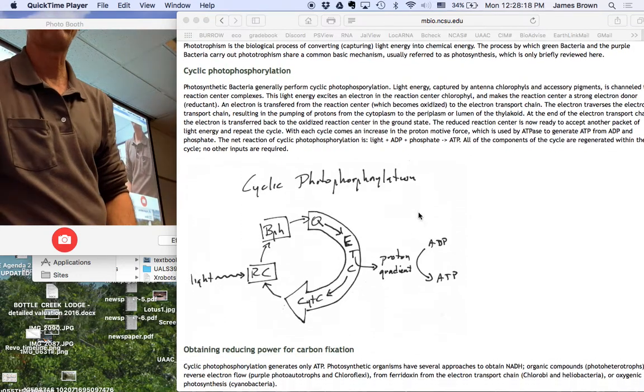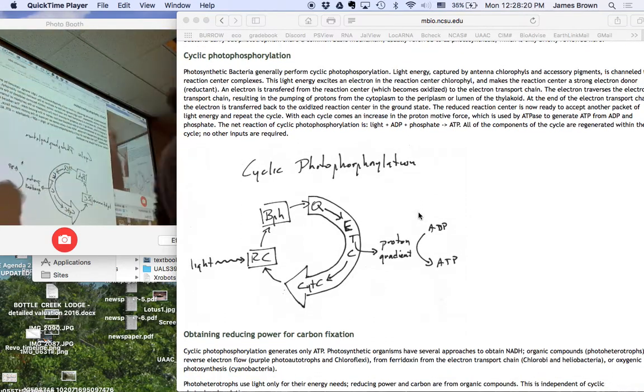Let's talk a little bit about photosynthesis. Since we've talked about photosystem 1 and photosystem 2, what are the relationships between these different photosynthetic processes? All of these organisms can carry out cyclic photophosphorylation. And so in this case, you're talking just about energy.